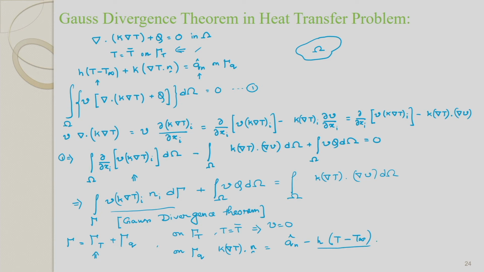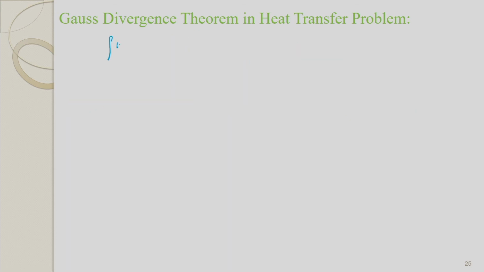For convective heat transfer, on gamma Q we replace this k del T dot n with this quantity because of this boundary condition. Finally, on gamma T your v will be 0.